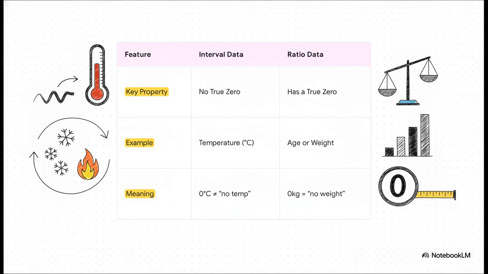Ratio data has something we call a true zero. For example, 0 kilograms literally means no weight. It's an absence of the thing. This lets us say that someone who's 100 kilograms is twice as heavy as someone who is 50 kilograms.